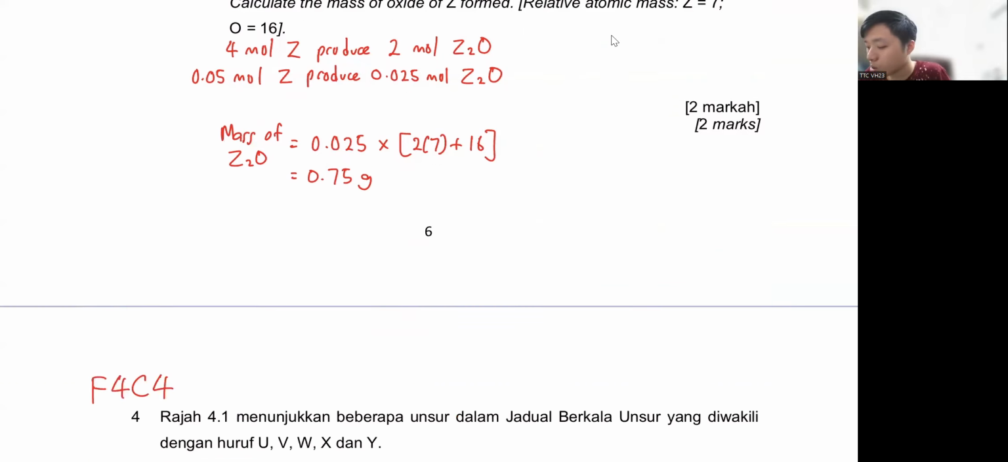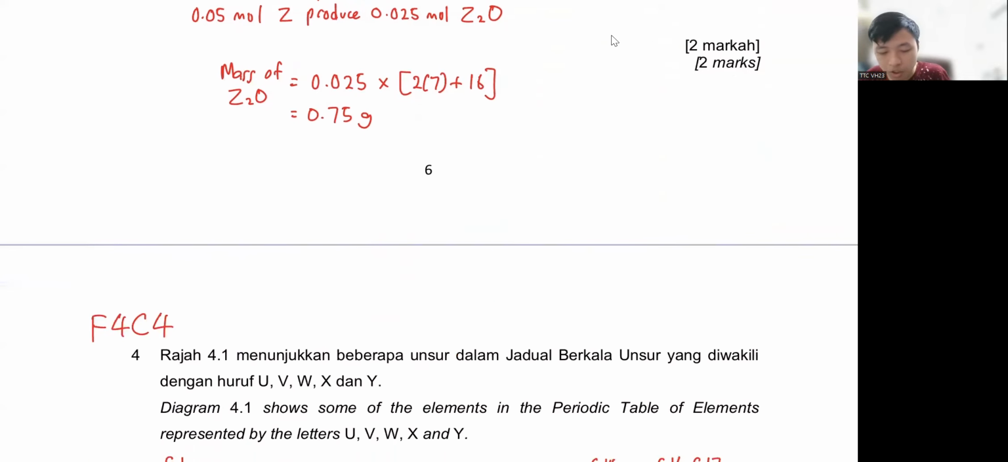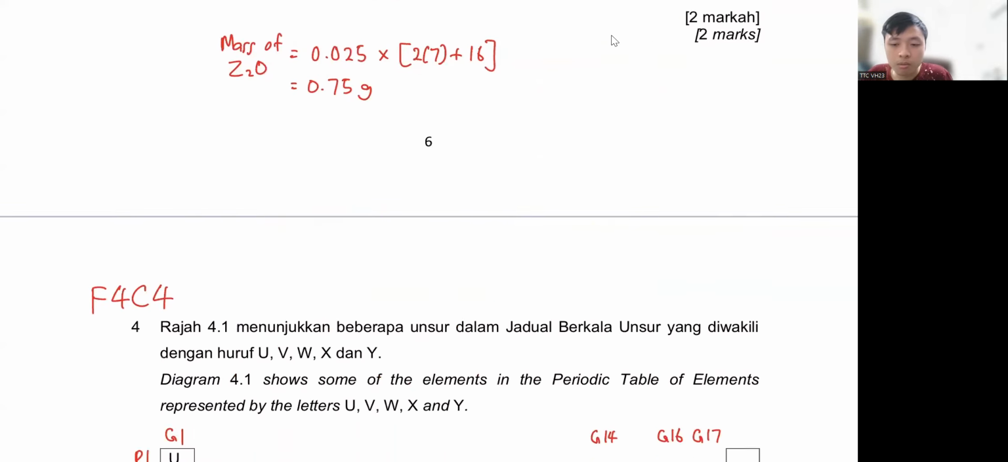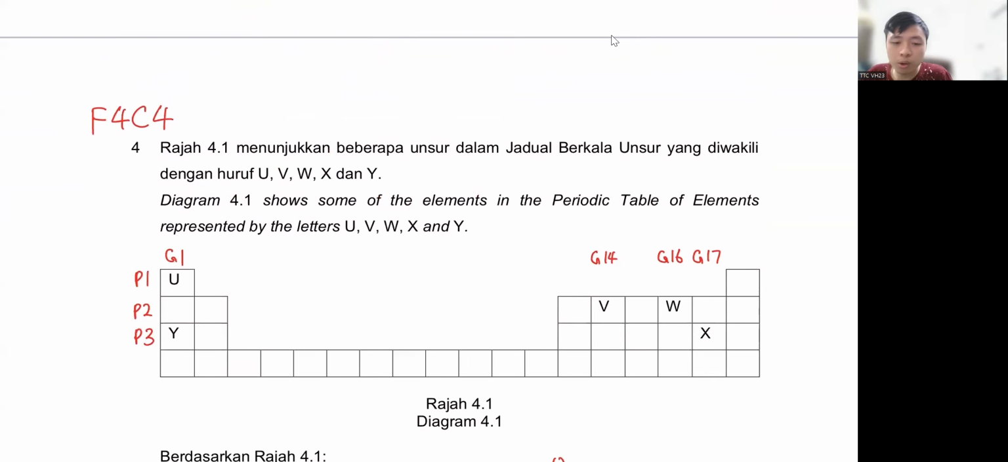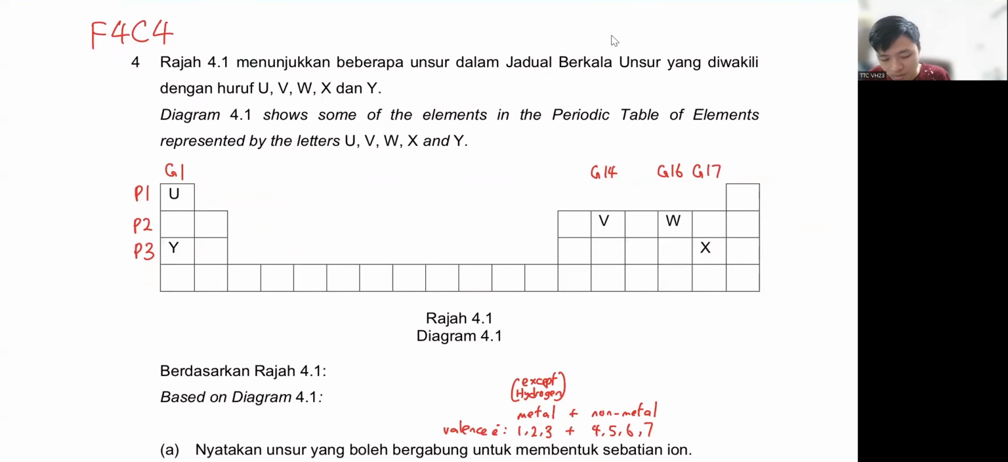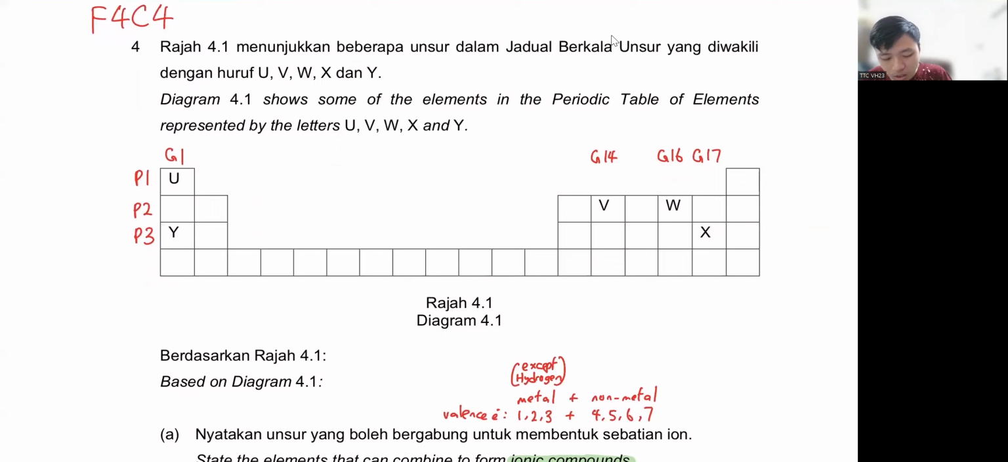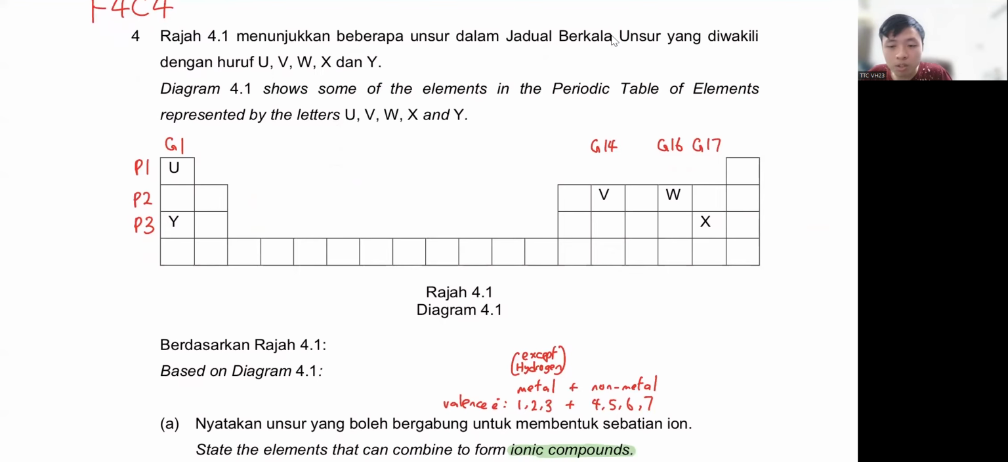Okay. Question 4. This is homework chapter 4. Because look at this table, you know, right? So what happens is, remember, group is vertical. All the groups vertically: group 1, group 14, group 15, 17, group 18, period 1, 2, 3. So based on this, they ask what? State the elements that can combine to form ionic compounds.